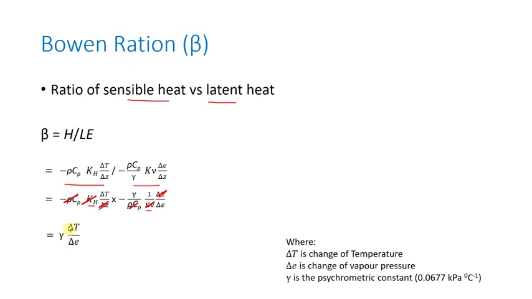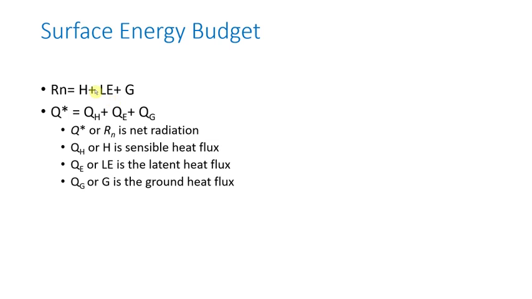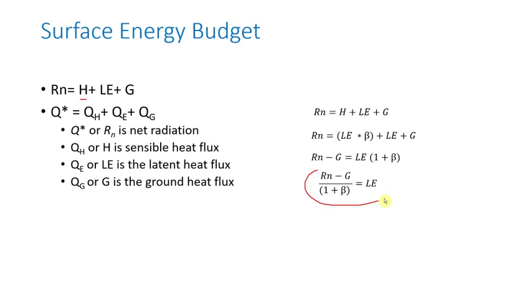So if we have the Bowen ratio, then we can compute latent heat in our energy budget. We can substitute H from this equation. So net radiation is equal to latent heat times beta plus latent heat plus ground heat flux. And we can come to this equation, which is the latent heat. If we have latent heat, we can convert it from watts per meter square, or joules per second per meter square, into millimeters. If we divide this by the latent heat of vaporization of water, we will get our evaporation. The latent heat of vaporization is a constant, which is 2,500 kilojoules per kg.